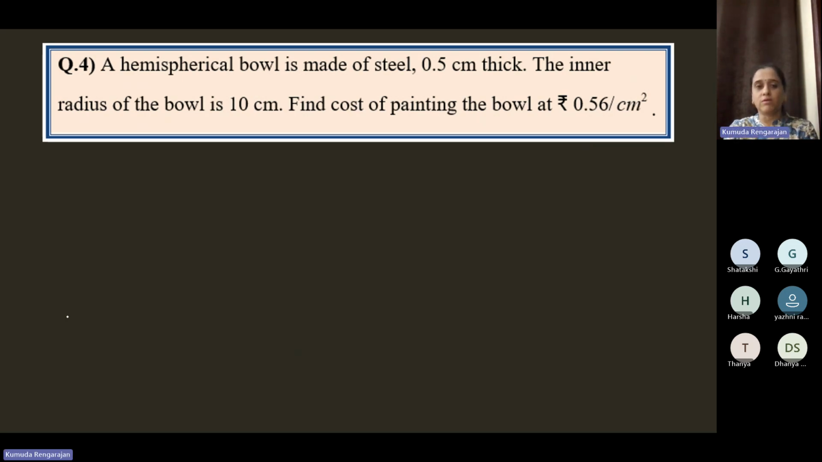A hemispherical bowl is made of steel 0.5 centimeters thick. The inner radius of the bowl is 10 centimeters. Find the cost of painting the bowl at rupees 0.56 per centimeter square.